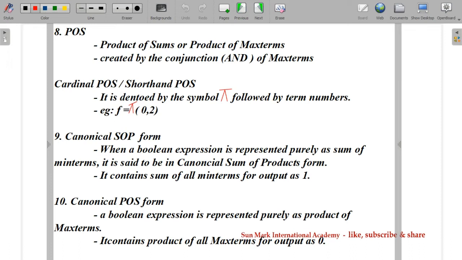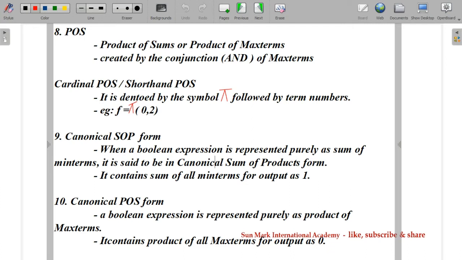sum of products. It contains sum of all minterms for output as 1. That means canonical SOP, when we draw the truth table, sum of all the minterms gives us 1. In the case of canonical SOP, sum of all minterms output as 1.